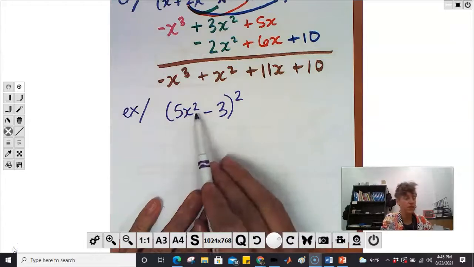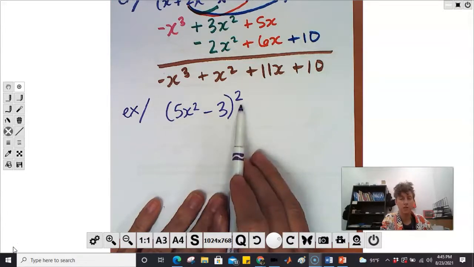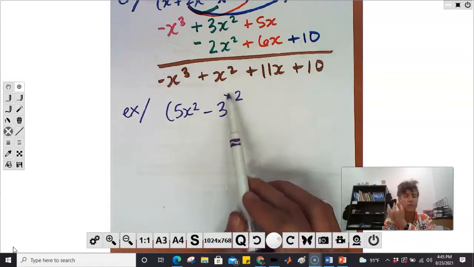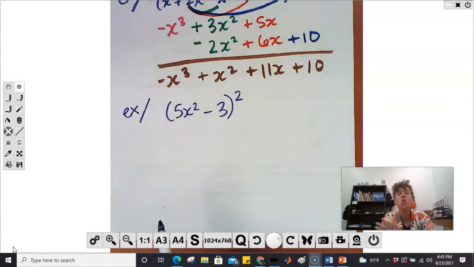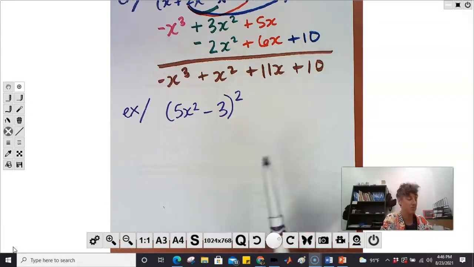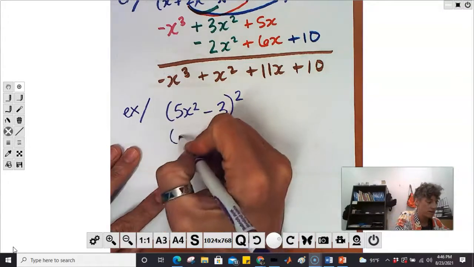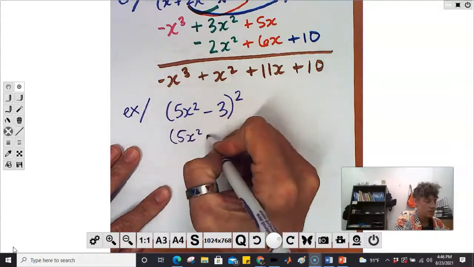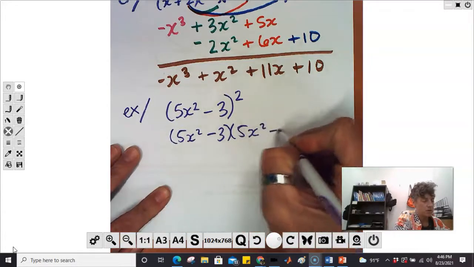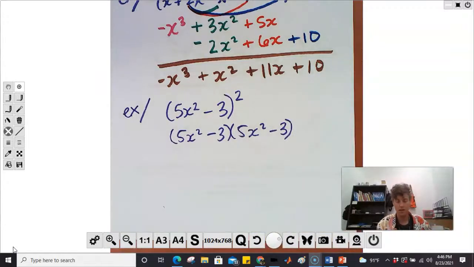Next question, 5x squared minus 3, all squared. Can I distribute the exponent to both of these parts and be done? No! I definitely cannot. But I can write out this binomial twice and multiply. So let's do that: 5x squared minus 3 times 5x squared minus 3. Now, let's get some rainbows going on.